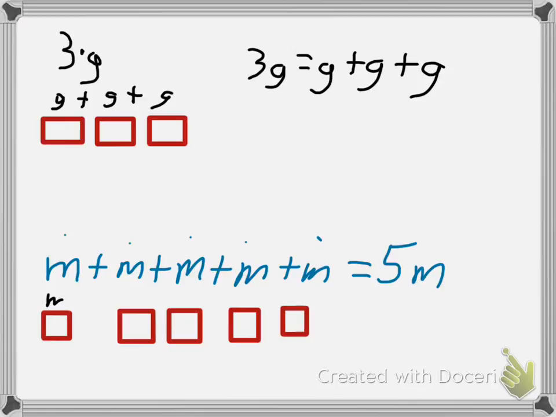Or I have one of our m boxes 5 times. Okay, those two things are equal. M plus m plus m plus m plus m is equal to 5m.